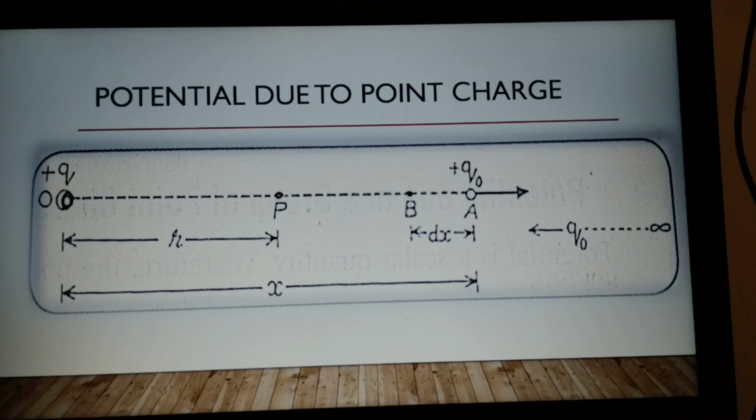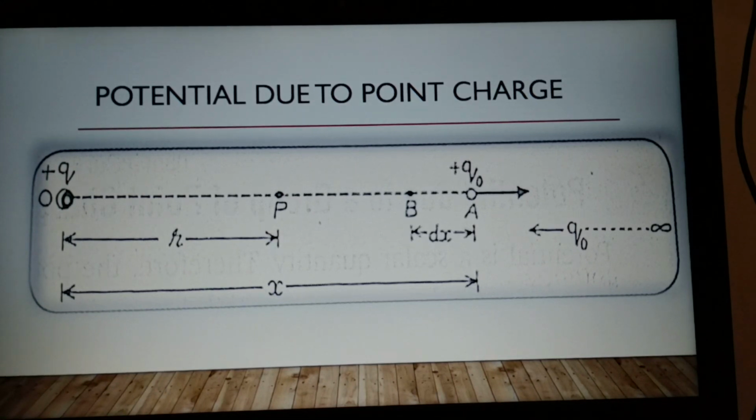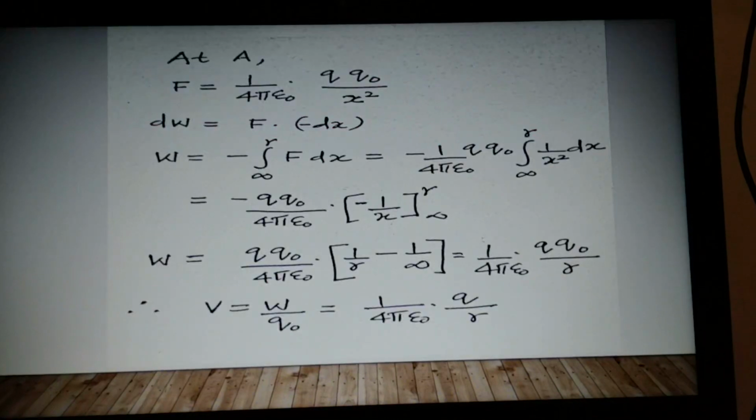Is it clear now? You have to do work against the force. Now you come back here. At A, which is at a distance x from the source charge q, the force existing, F, is equal to 1 by 4 pi epsilon 0 q into q0 by x square.